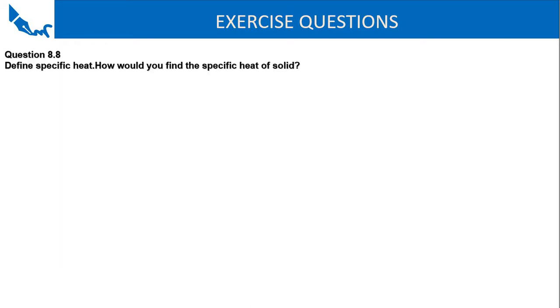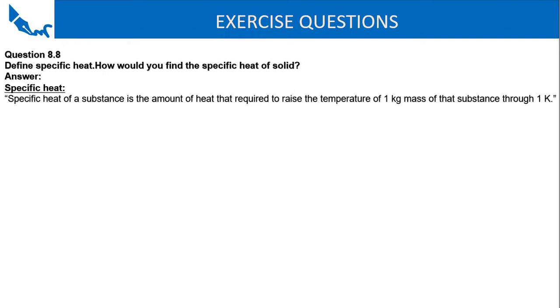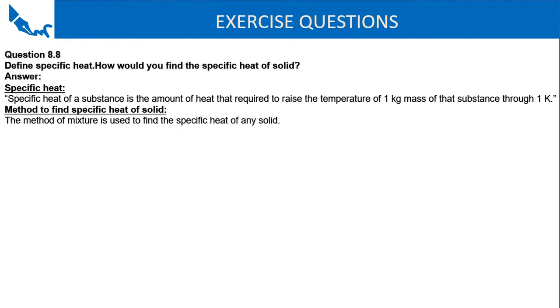Now question 8.8, define specific heat. How would you find the specific heat of a solid? Specific heat of a substance is the amount of heat required to raise the temperature of 1 kg mass of that substance through 1 Kelvin. Method to find specific heat of a solid: the method of mixture is used to find the specific heat of any solid.